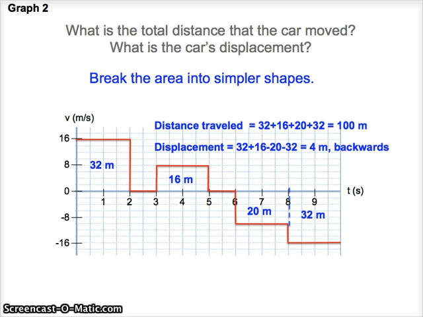So the distance traveled is 100 meters, just adding all the values. For the displacement, we consider the first 32 meters and the 16 meters to be in the forward direction. And then we subtract 20, subtract 32, and we see that we actually end up 4 meters behind the starting point. The answer comes out to be -4.